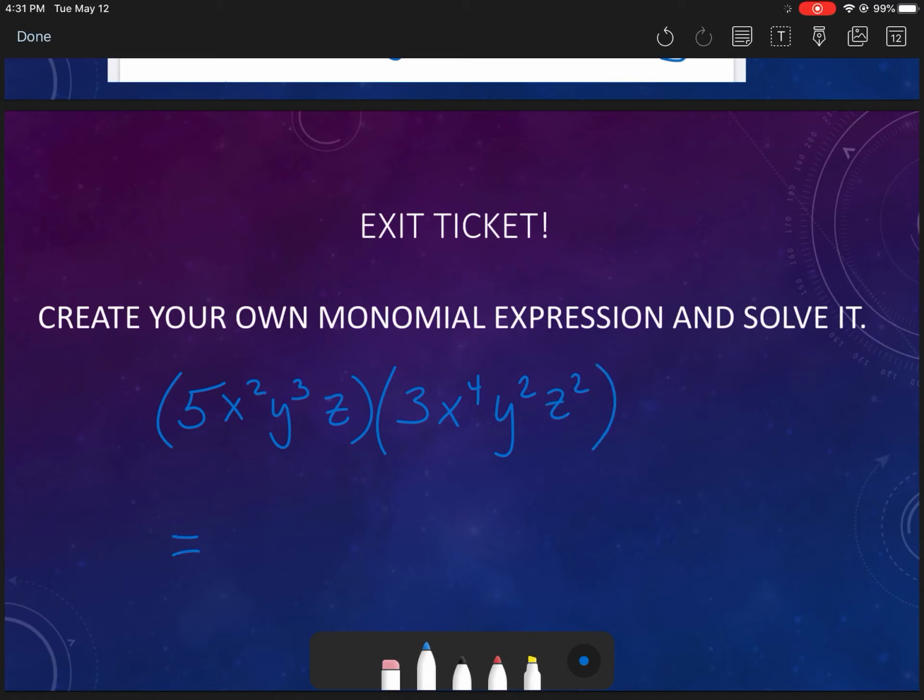All right. So 5 times 3 is 15. X, we have x squared and x to the 4th. That's going to give me x to the 6th. Y to the 3rd, y squared is going to give me y to the 5th. And then I get z to the 3rd. Okay? And that's all you have to do.